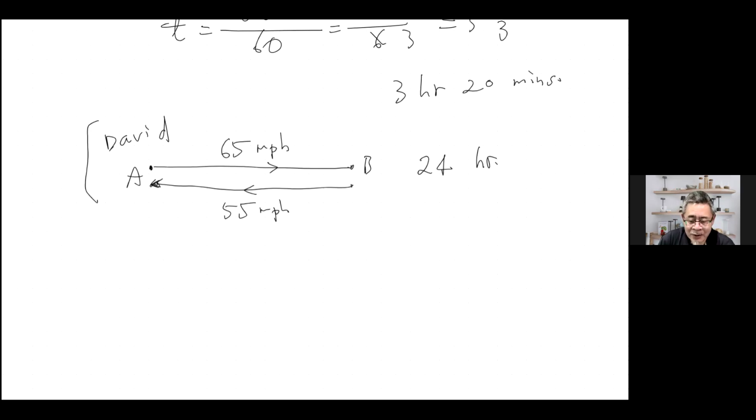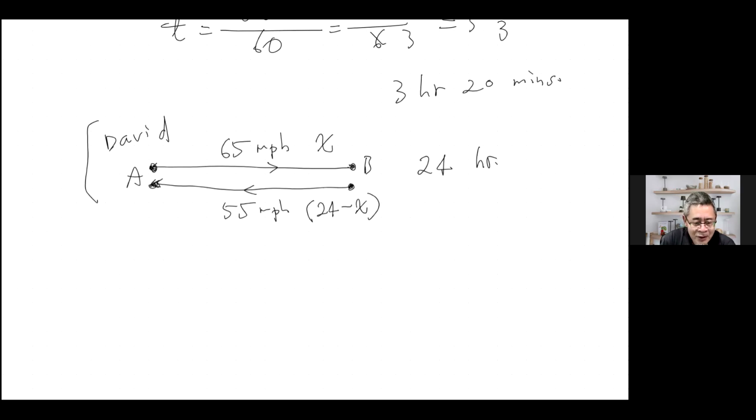Okay, so let's translate. We don't know how long it will take from A to B. Let's just call it X. And we don't know how long it takes to go from B to A, but we know the total is 24. So going back should be 24 minus X. We also know that the distance from city A to city B is the same as from city B to city A. So therefore, we'll be able to set the equation. And this is what we're trying to get. Once we set the equation, then we're just solving it.